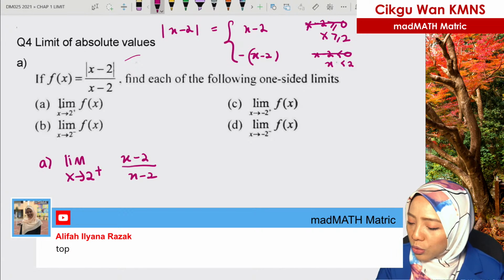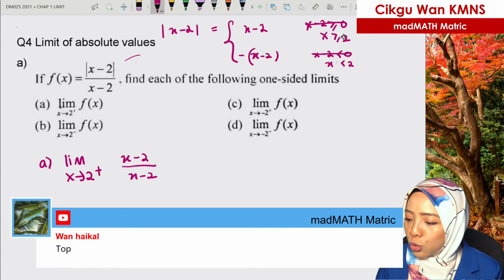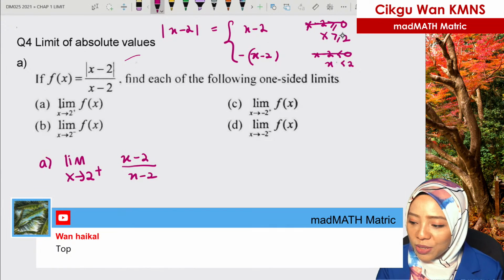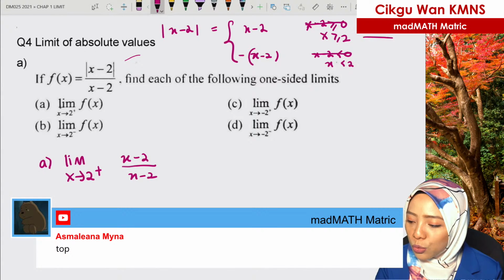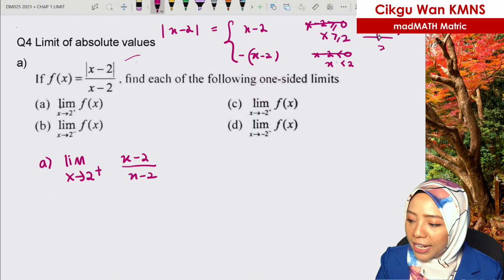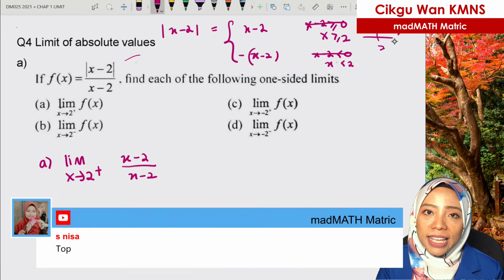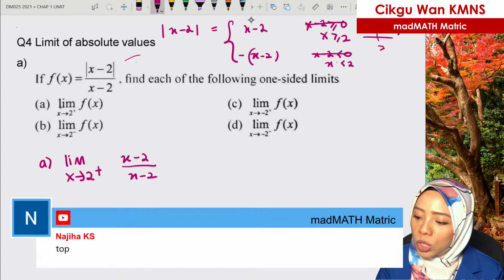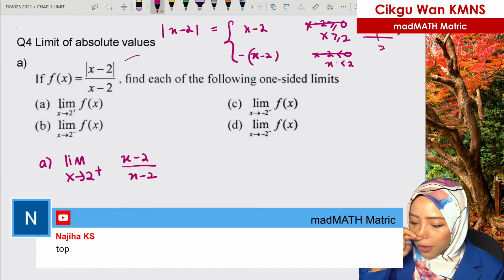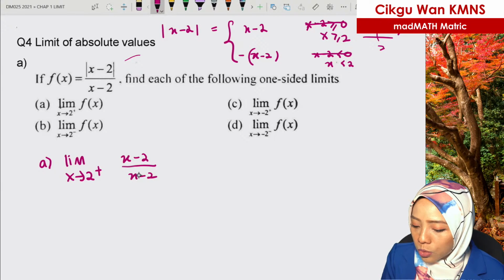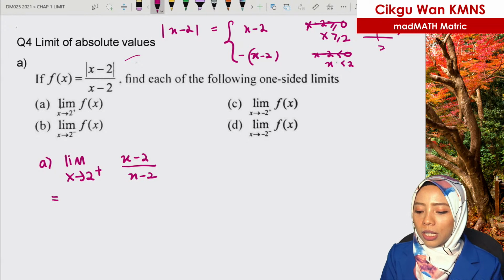Okay, so top. Because limit x approaching 2 from the right, dia nak belah kanan kan? So kalau kanan 2 mesti x lebih besar daripada 2. So kita akan ambil x minus 2. Okay. So now answer. Okay.